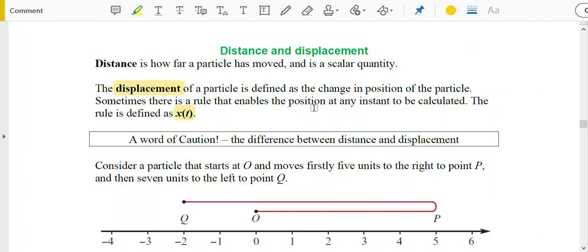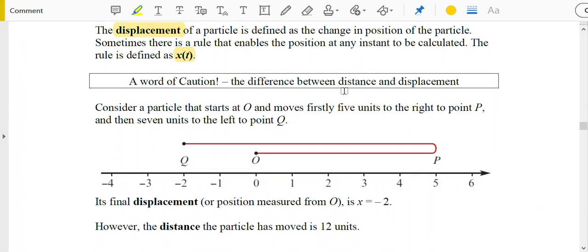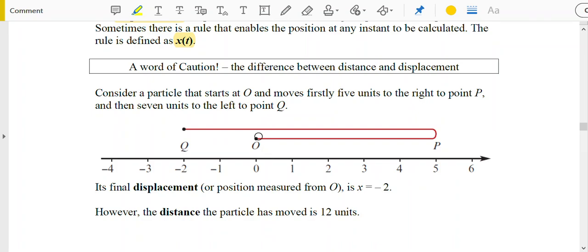So I've got a visual diagram here just to explain the difference between the two. So here is a particle. Let's assume it starts at the origin, O. Then it moves 5 units to the right to point P, and then it moves 7 units to the left. Okay, 7 units this way, and then stops finally at point Q.